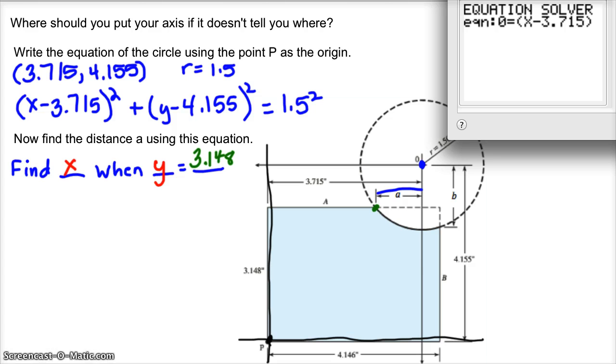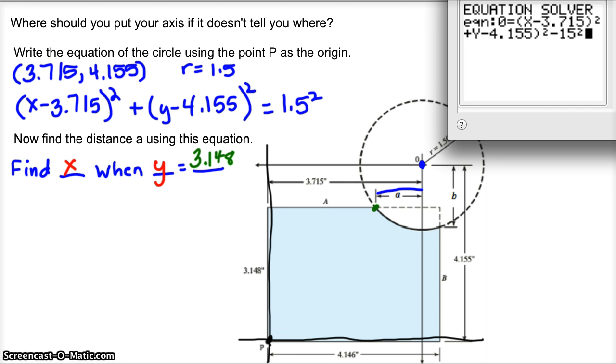And then squared plus parentheses. Y is on the 1, so alpha 1 for the y, minus 4.155 in parentheses squared. I'm just on a regular TI-84 Plus Silver Edition, so I'm going to have to do minus 1.5 squared. If you're on an 84 Color, you actually have the two boxes. Your screen will look a little bit different than mine.